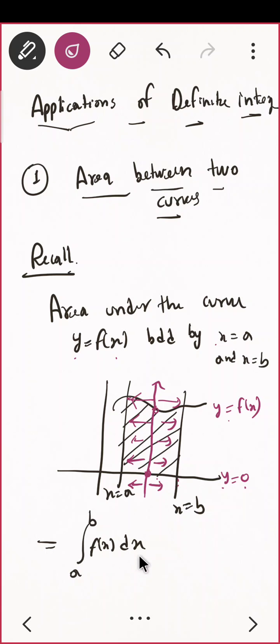So what do you mean by this? That is, you are inserting a ray. Since you are inserting a ray and the value is bounded by x equal to a and x equal to b, it is dependent on dx. So I'll put dx here, and this is a to b, and entry curve and exit curve. So the formula is exit curve minus entry curve. So what is exit curve? That is y equal to f of x minus y equal to 0. So your final answer is integral a to b f of x dx.